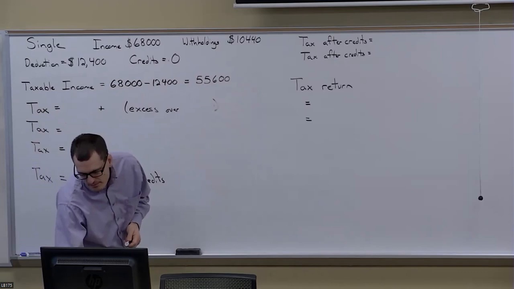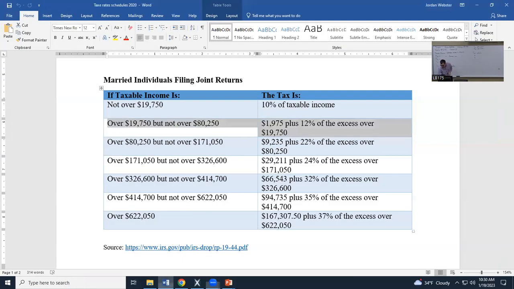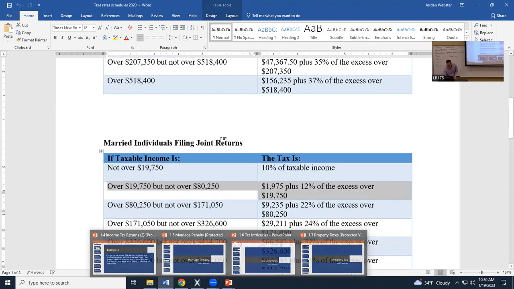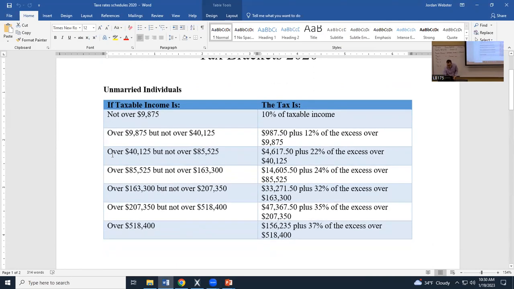That puts them in the single person 22% category. Oh, that's a married individual, excuse me. I was projecting this. Yeah, so it puts them into this category. So they're in what's called the 22% tax bracket, which again doesn't mean that 22% of their income goes to taxes. It just means that part of their excess gets taxed at 22%, excess over 40,125.